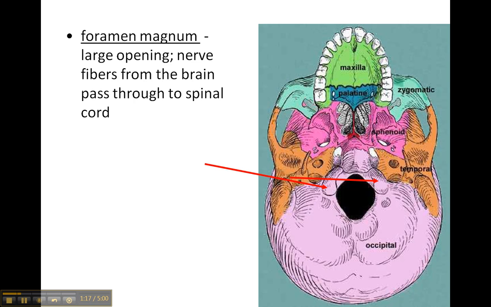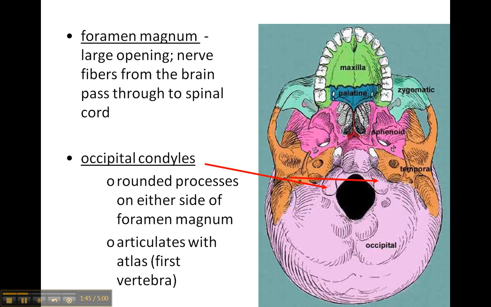So your brain, all the nerves in your brain, or your brain turns into nerve fibers, which then lead into the spinal cord. So that truly is the only opening to the outside. So if somebody has a brain injury and their brain is swelling, that is the only place it can go. And there are some very important parts of your brain just above the foramen magnum. So that's why it's very dangerous to have swelling of the brain.